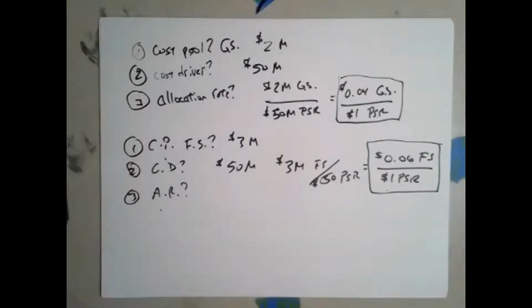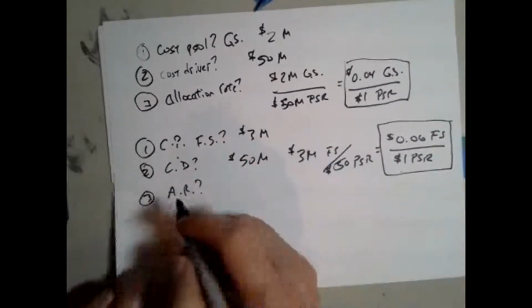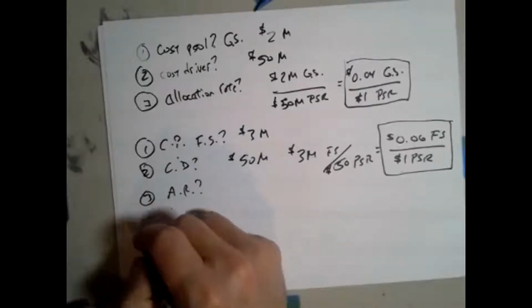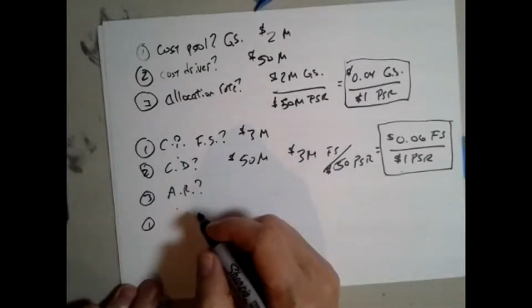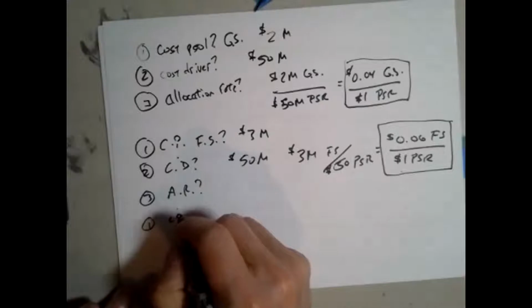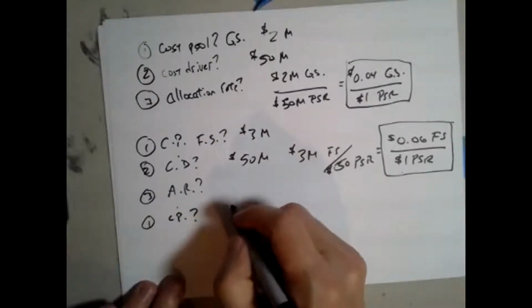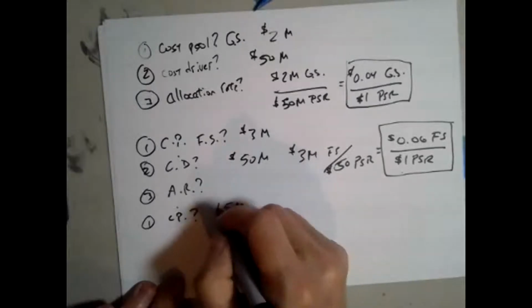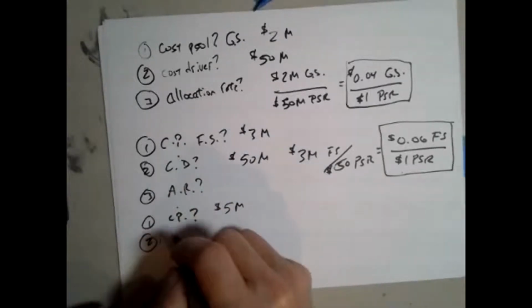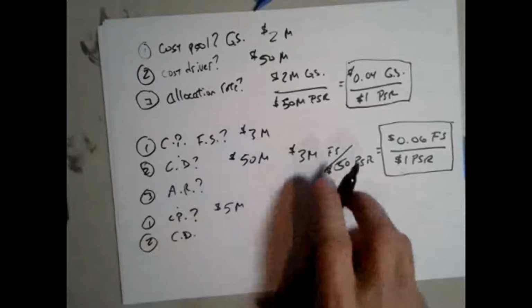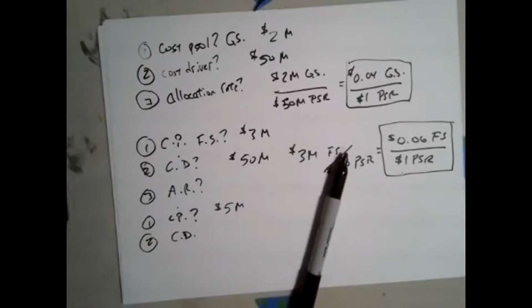And last, what is our allocation rate for facilities? Again, the cost pool for facilities is $5 million. The cost driver for facilities, we're told, is space utilization. We need to pause for a second.